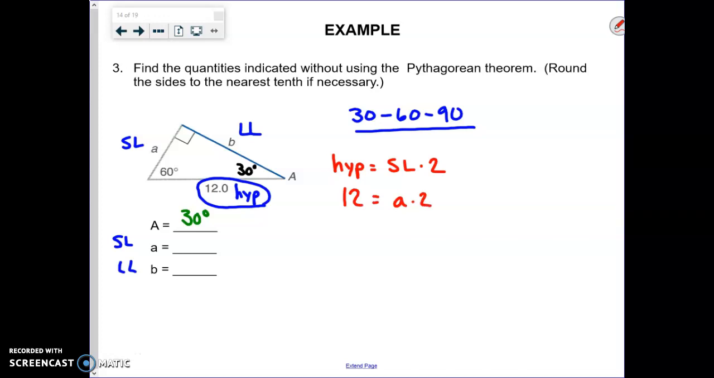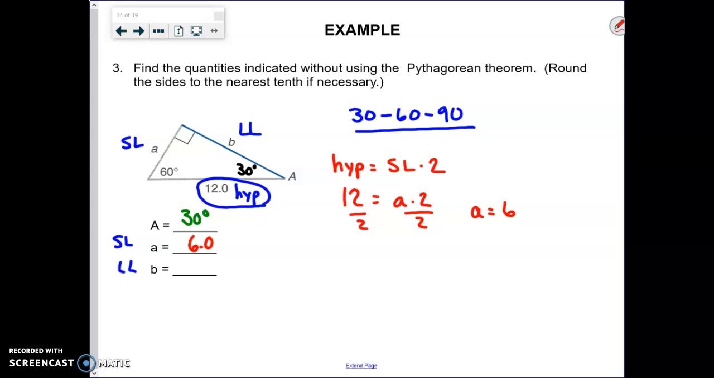So basically all you're doing is solving a one-step equation now, where you can just divide by 2, divide by 2. So that means A has to be equal to 6. And it says round to the nearest tenth if necessary. We don't really need to here because we don't have a decimal. But I guess maybe we will put the 0 there because it's 12.0 there. So we'll just put that. I wouldn't count it wrong if you had just 6.